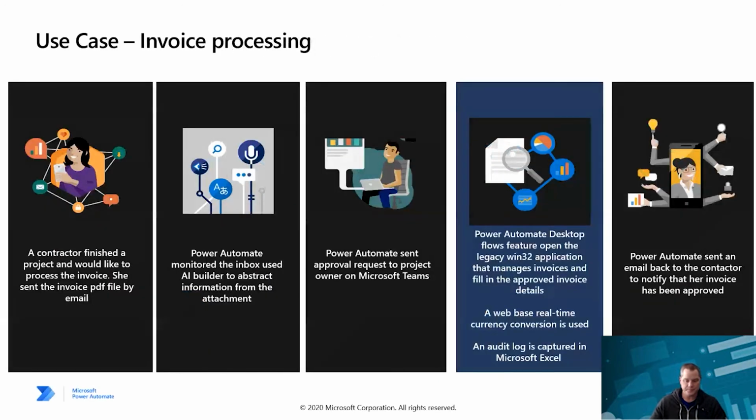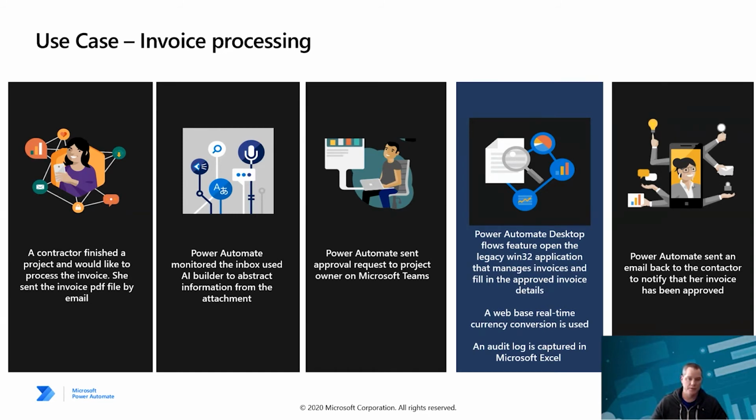Now, back to our journey and our business process, so we're now at the point where we can automate this business process. We've got a contractor that's finished a project. They're going to submit their invoice. This is going to be a PDF. We want our bot to be able to monitor an inbox, extract the attachment, and send that attachment over to AI Builder. AI Builder will be able to extract those specific details from the invoice that we instruct it to provide.